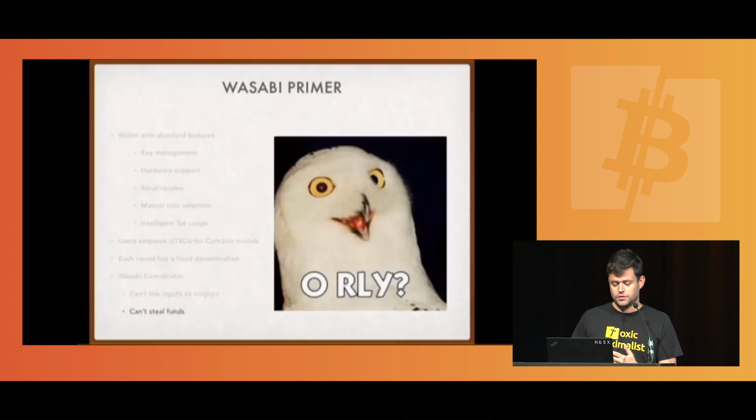But maybe they could. So we're going to talk about two main things that maybe are possible for an attacker to do on Wasabi. One is to try to de-anonymize you, and another is to try to maybe take more funds than you expect.